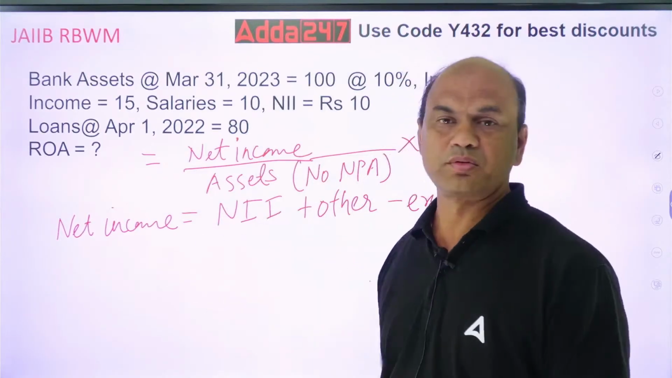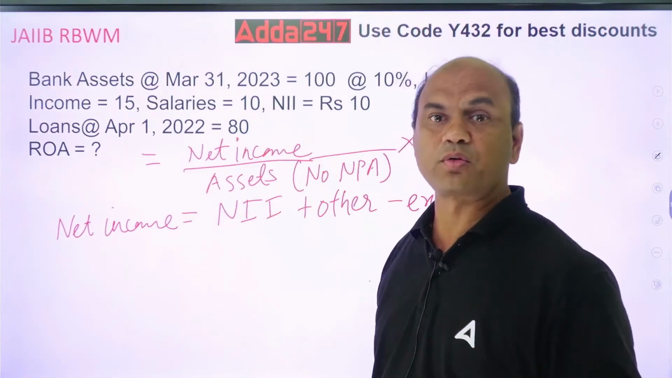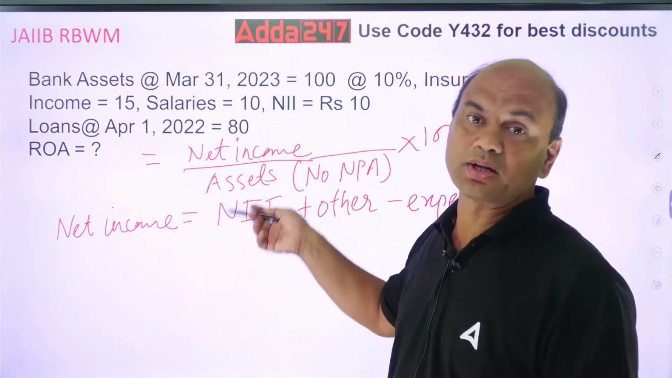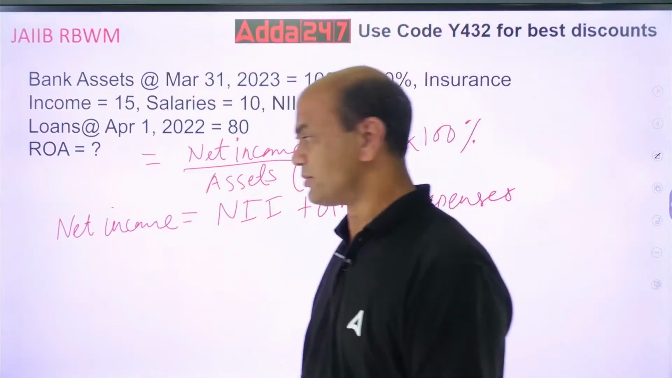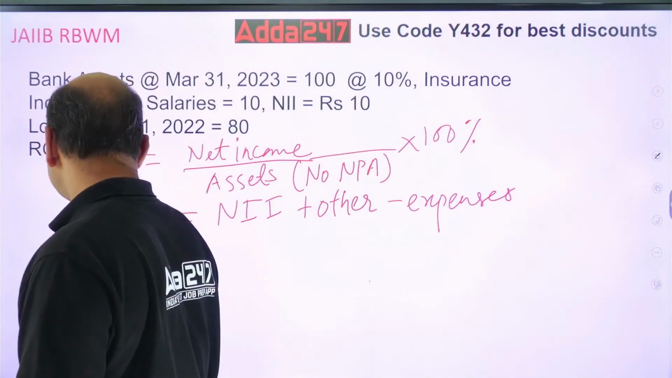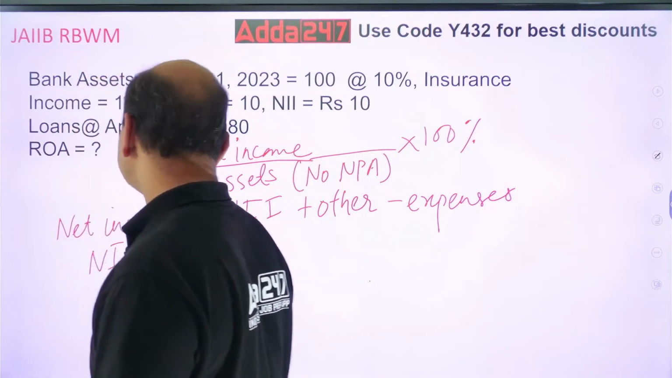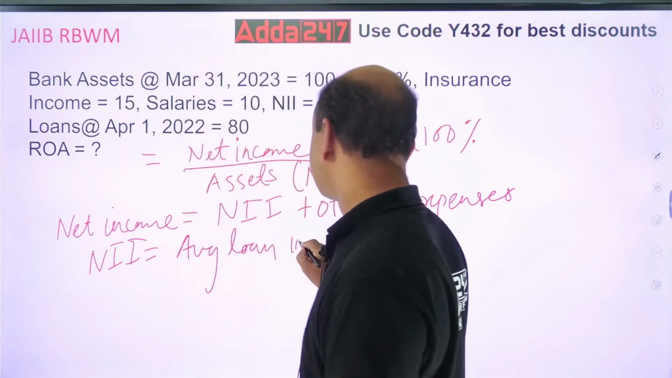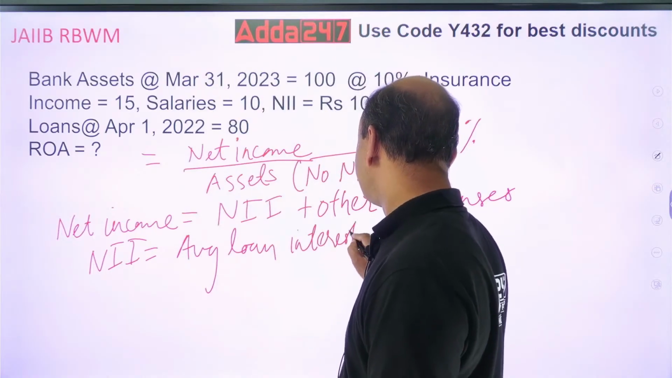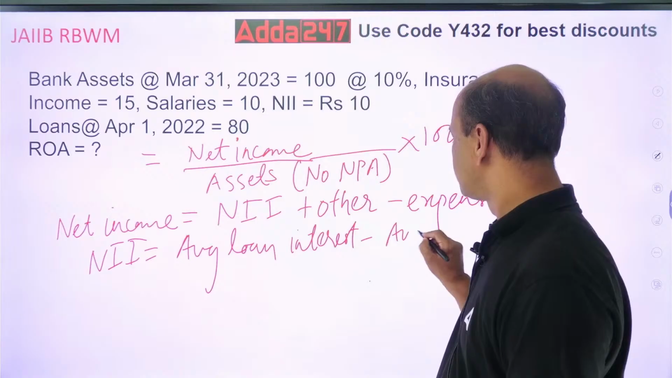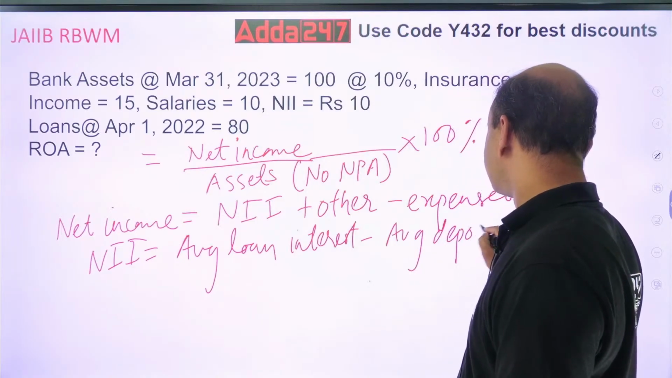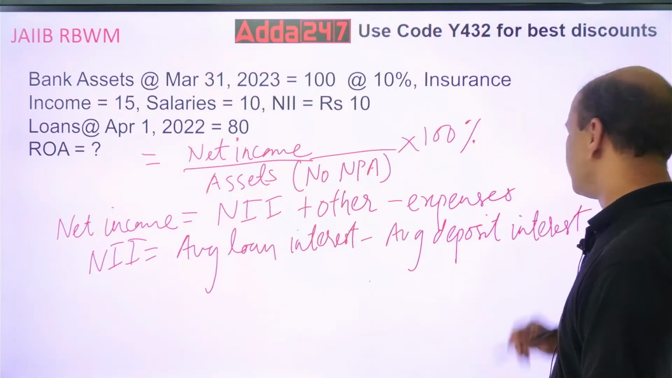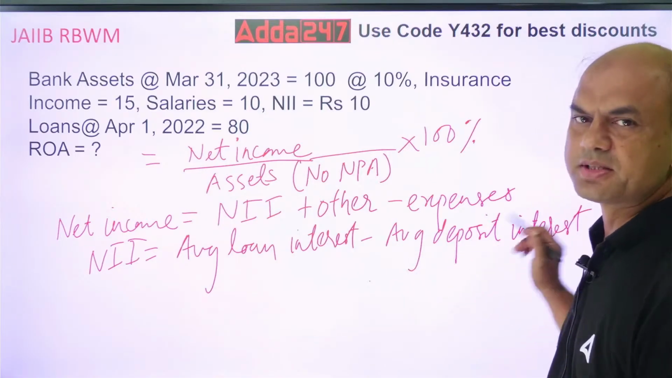But what is NII now? We are going deeper one step at a time. First we went for ROA, then we found out what net income is. Now NII means net interest income. It means average loan interest minus average deposit interest. That is the basic meaning of NII.